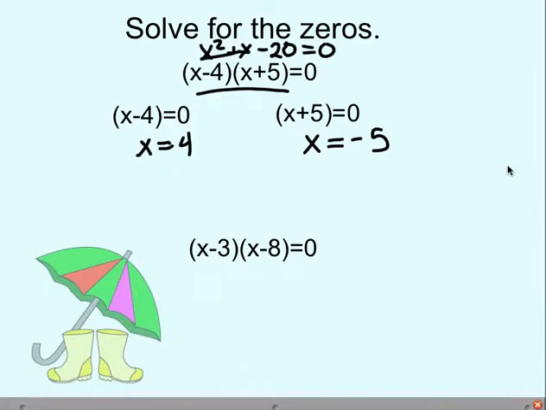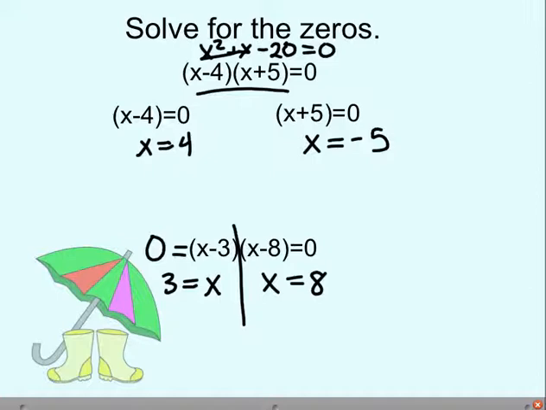We could do this with this one as well. What we're saying is either of these two quantities can be 0. So I like to split it up like this and look at each side, so that we can say x can be 3 or x can be 8. And those are my solutions.